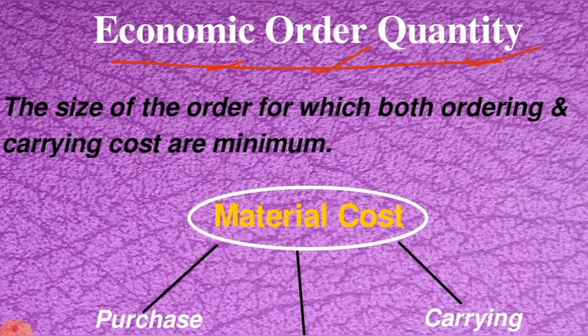Now let's see the definition. The size of the order for which both ordering and carrying cost are minimum. Right? Size of the order, that is what we are saying. Quantity which is to be ordered at a time, for which both ordering and carrying cost are minimum. Right? Cost will be minimum. Now, what is ordering cost and carrying cost?